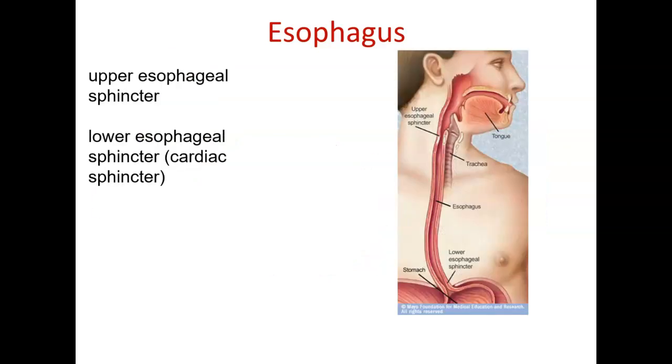So we have a couple sphincters there. Remember that they're going to be smooth muscle and they control the movement of food. There's an upper esophageal sphincter, and then there's a lower esophageal sphincter. A lot of times the lower one is just called the cardiac sphincter because remember your heart is over here. So 2 sphincters that open to allow the food to come through or close to prevent it.